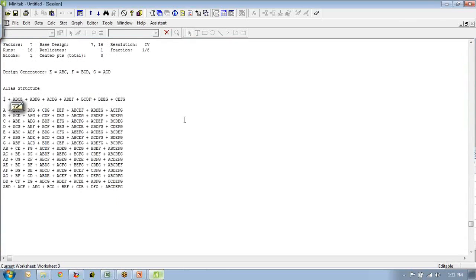And now you can see my aliasing is nowhere near as bad as it was before. I've got A confounded with BCE, so the 1s with the 3s and the 2s with the 2s. Those are fairly easily handled, as we'll see in just a moment. Excuse me just a moment.